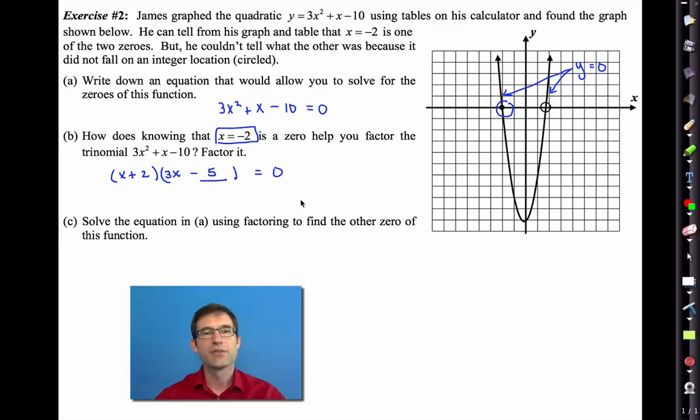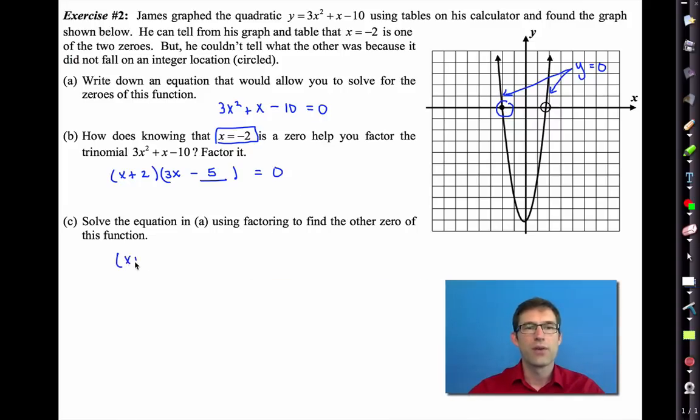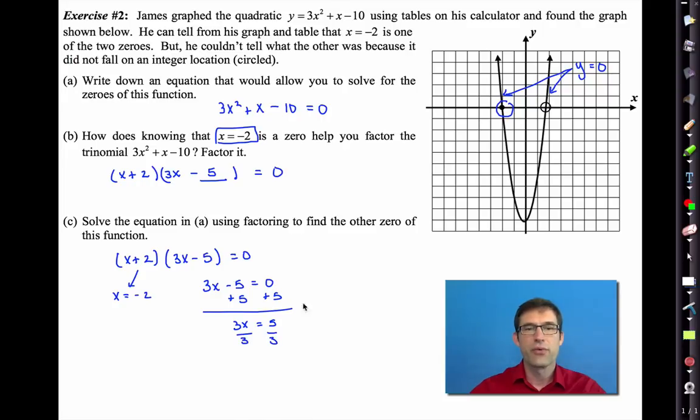Now, letter C says solve the equation in A using factoring to find the other 0 of this function. So, well, we've already got it factored. X plus 2 times 3x minus 5 equals 0. We already know that one of the solutions is negative 2, and that goes with this one. The other solution must be 3x minus 5 equals 0. Add 5 to both sides. I'll get 3x is equal to 5. Divide both sides by 3, and I'll get x equals 5/3.